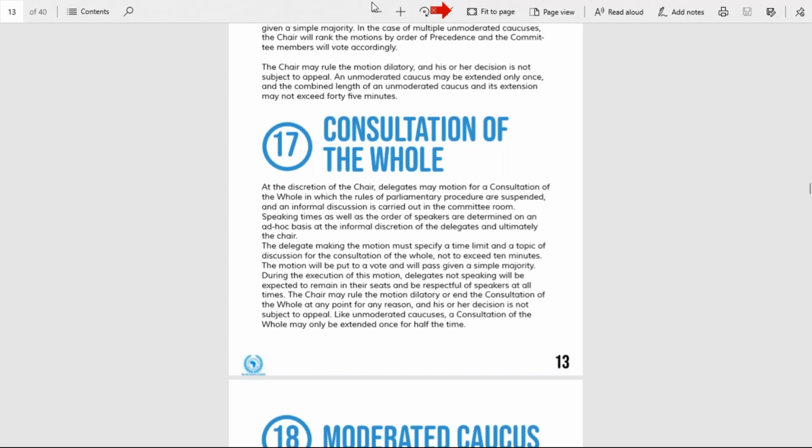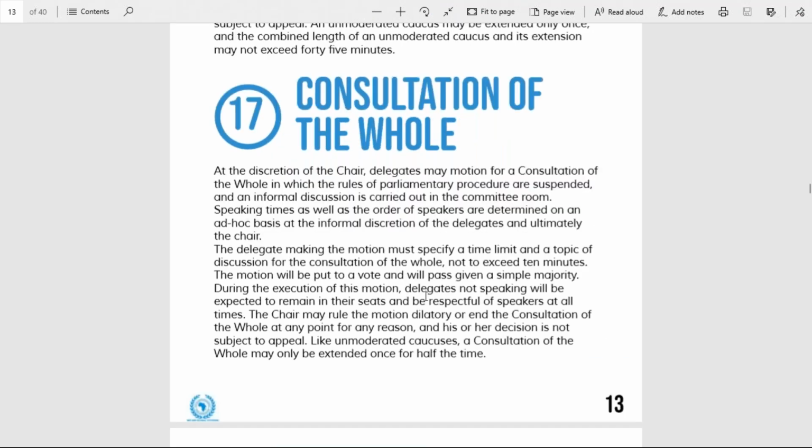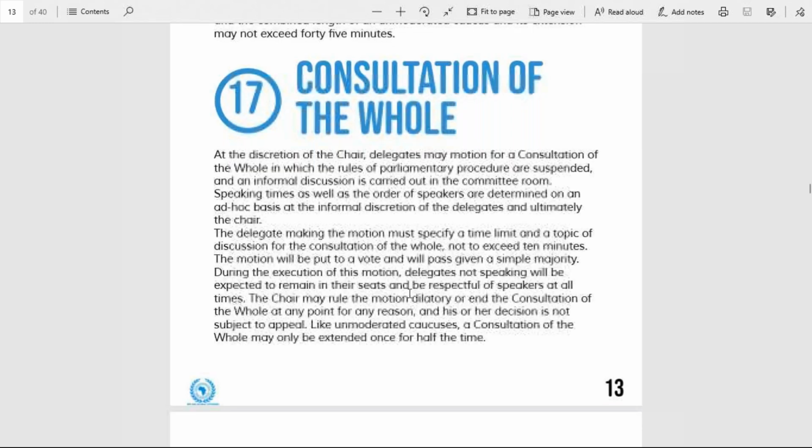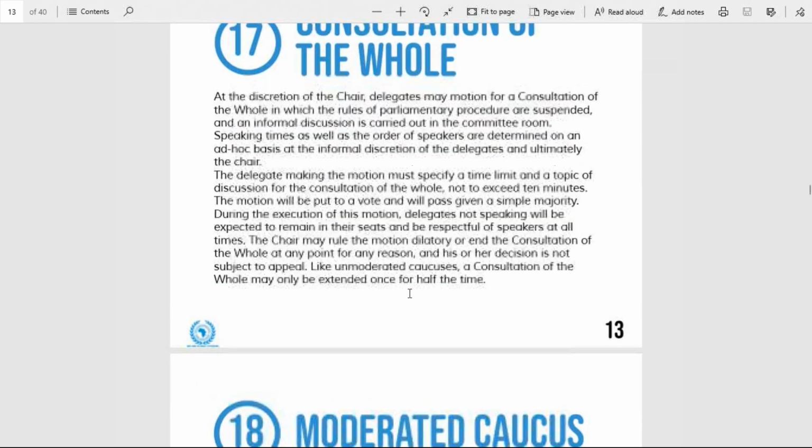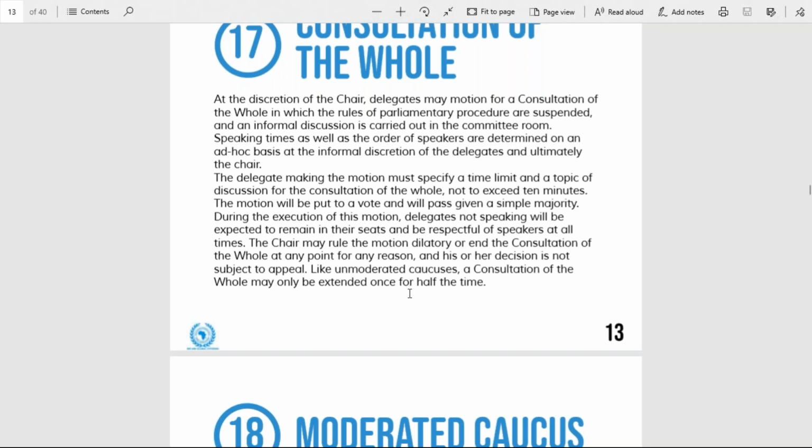Like I had said with unmoderated caucuses, a consultation of the whole may only be extended once, by half of the time. So ideally, a consultation of the whole, with its extension included, should not go for more than 15 minutes. It's not given such a long time so that you can go back to discussing major matters. A consultation of the whole is for when you feel the committee isn't understanding a particular thing, so you need to revisit and explain things better, and then you go back to your moderated caucus after you've already cleared the air.